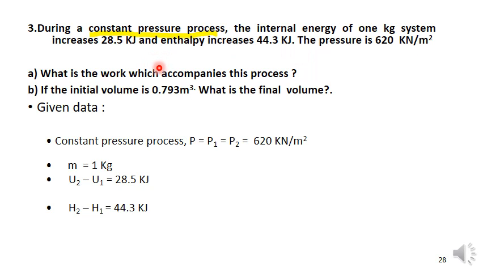What is the work which accompanies this process? W is equal to P(V2 minus V1). So we have to calculate V1 and V2. They gave the initial volume. What is the final volume? First write the given data. At constant pressure process, P is equal to P1 equal to P2 is equal to 620 kilonewton per meter square. Mass 1 kg. U2 minus U1 is 28.5 kilojoules. Enthalpy H2 minus H1 is 44.3 kilojoules. So move to the next slide.